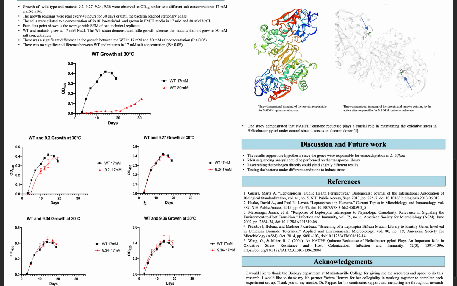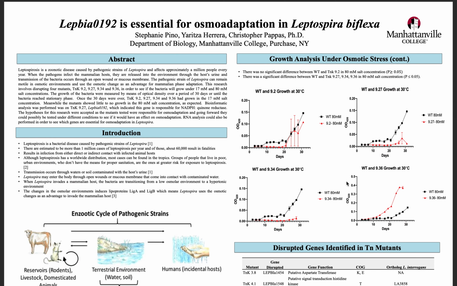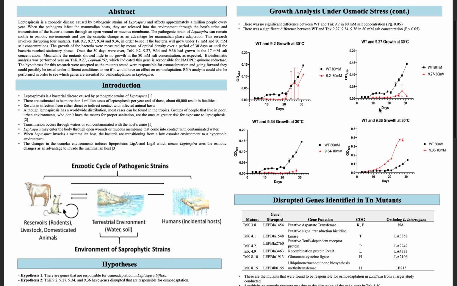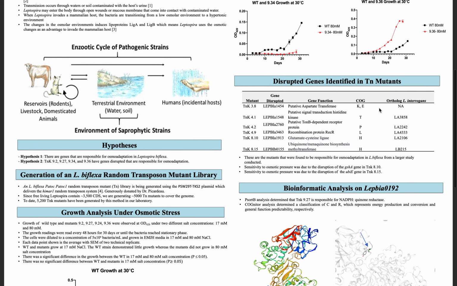All the mutants grew similarly to the wild type in the 17 millimolar salt concentration, and there was no significant differences between the mutants and the wild type. In the 80 millimolar salt concentration, mutant 9.2 grew similarly to the wild type and demonstrated no significant difference. Mutants 9.27, 9.34, and 9.36 didn't grow similarly to the wild type, and there were significant differences. Mutant 9.27 was a good finding since it showed no growth in the 80 millimolar salt concentration.